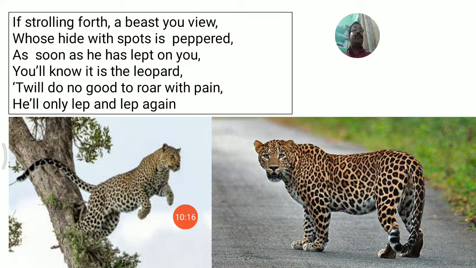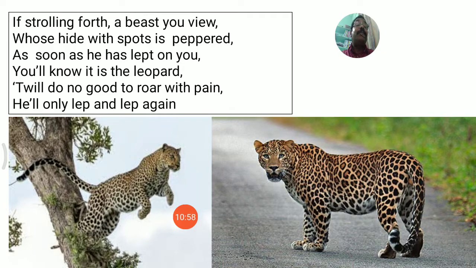So you are strolling forth. Strolling is a leisurely walk, a lazy walk. You are walking very leisurely, and you are in sight of another creature. What is special about this creature? His hide, his skin, has a lot of pepper-like black spots, whose hide with spots is peppered. Pepper-like black spots are there all over his hide, all over his skin. As soon as he has leapt on you, as soon as he has jumped on you, you can identify it to be the leopard. It will not help you to roar with the pain. It will not help you in any way if you are roaring in pain, because the leopard will leap and leap again.